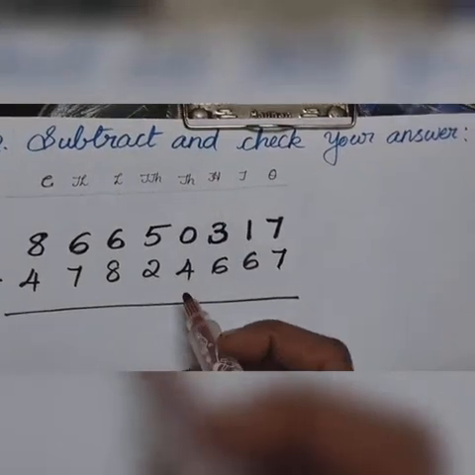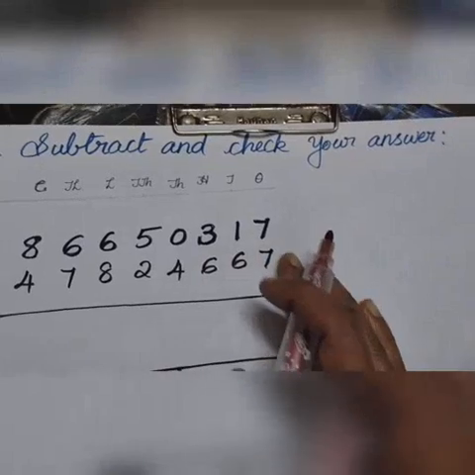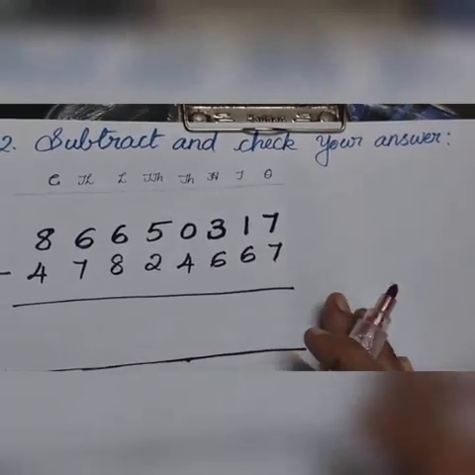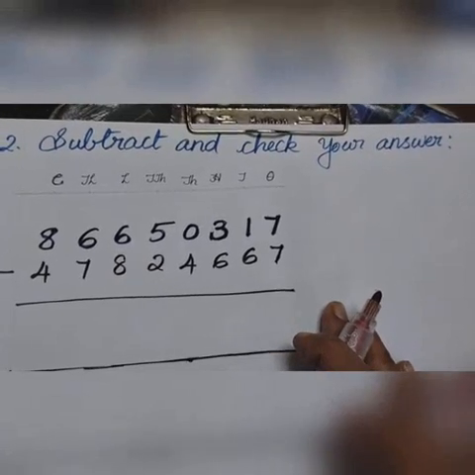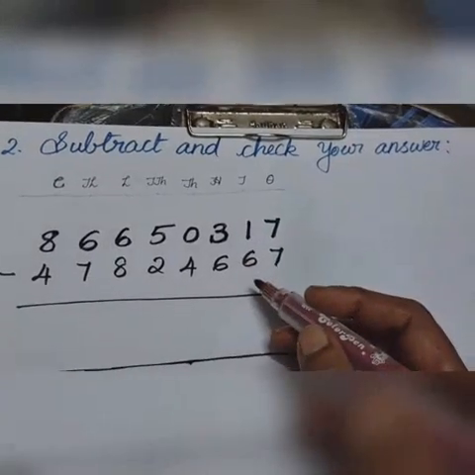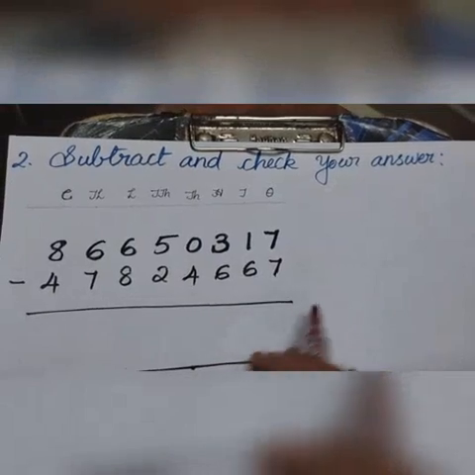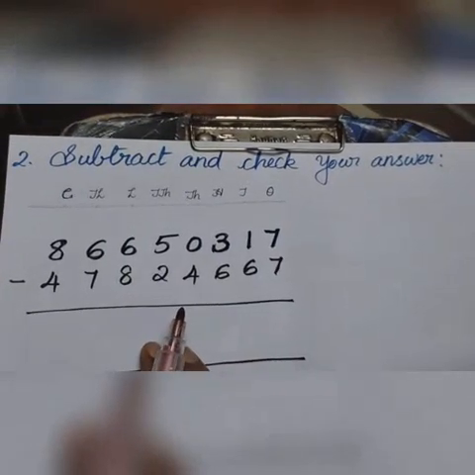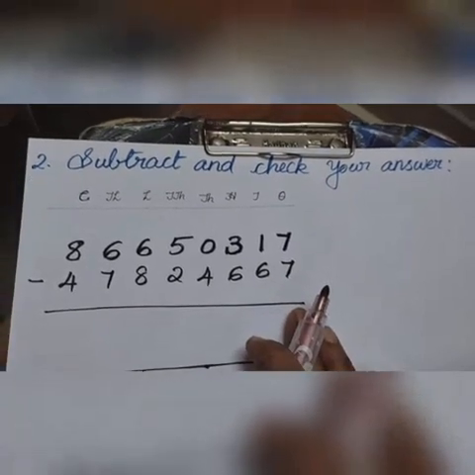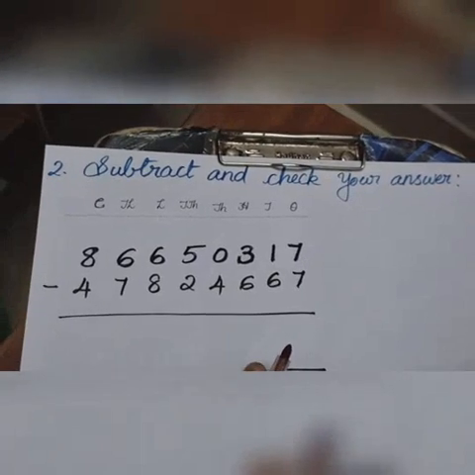Look at the next example, children. Subtract and check your answer. Okay. After subtracting these numbers, we have to check the answer also. Got it, children? So here a smaller number is written below the greater number. So arrange the numbers vertically in crores, 10 lakhs, lakhs, 10,000s, thousands, hundreds, tens and ones. Okay, children? First of all, we have to subtract, then only checking.